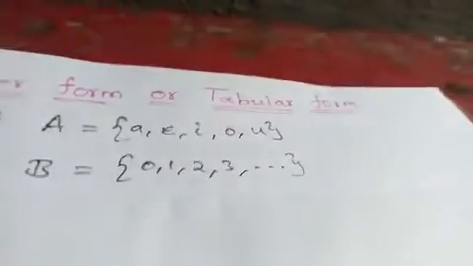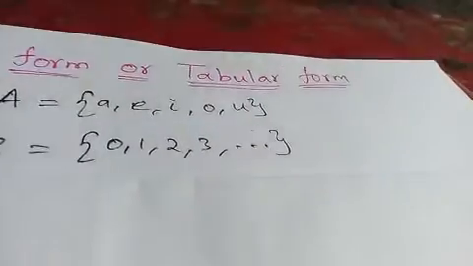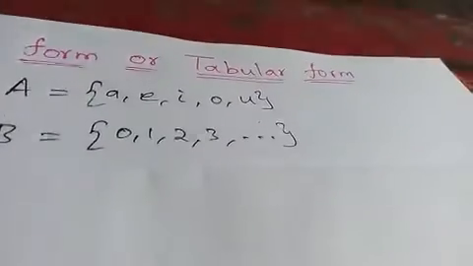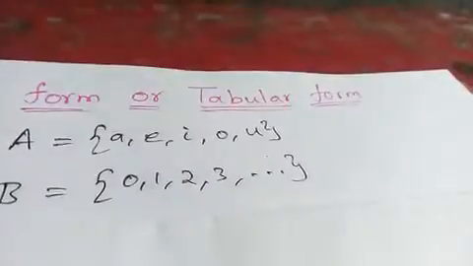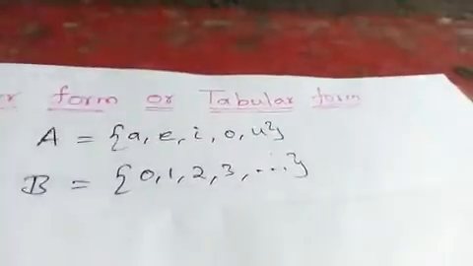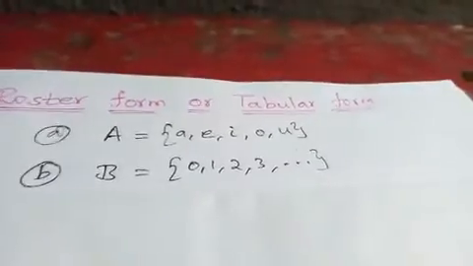Set B is 0, 1, 2, 3 and so on. It means that B has all whole numbers. Whole numbers start from 0 and go endlessly by increasing 1, right? So it forms like this. Roster form or tabular form represents each element particularly, using commas. Hope you got it, three ways of representing sets.